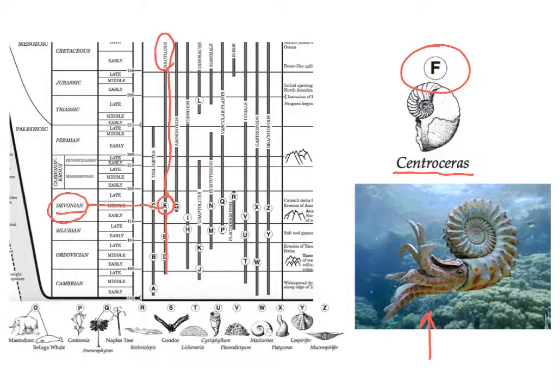Centroceras and these nautiloids are related to the squid and the octopus. So you can see that it's got these little tentacles, and then it had this nice protective shell, and that's what's preserved in the rocks.